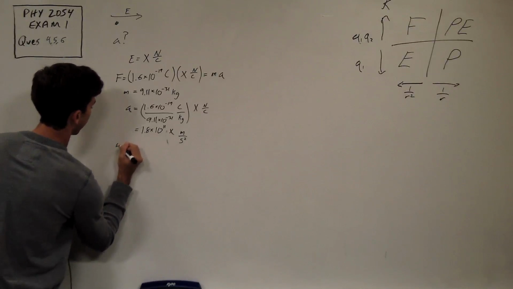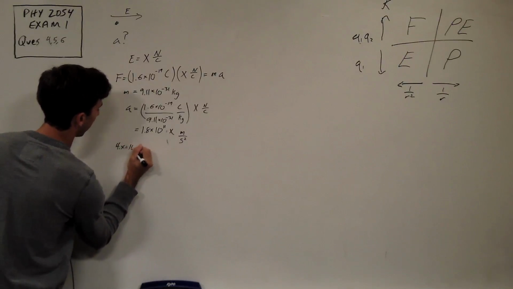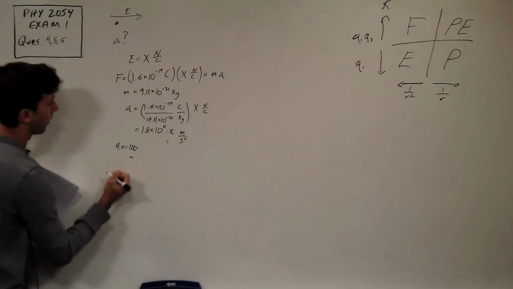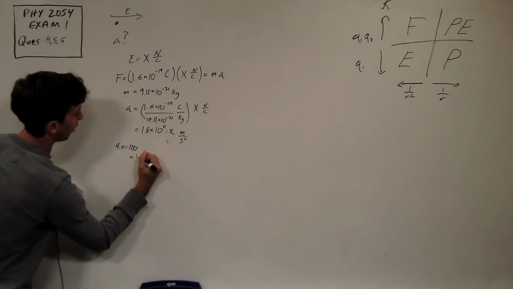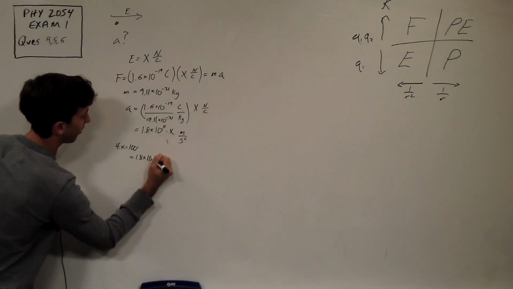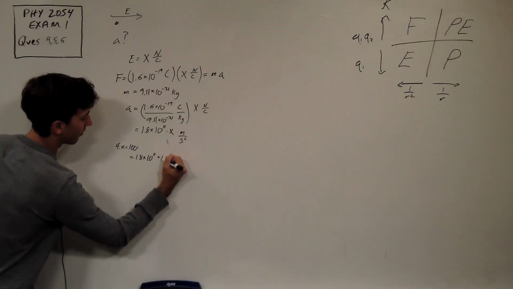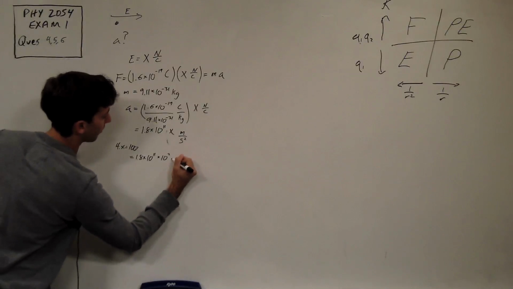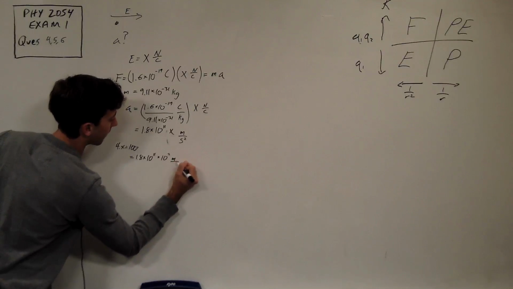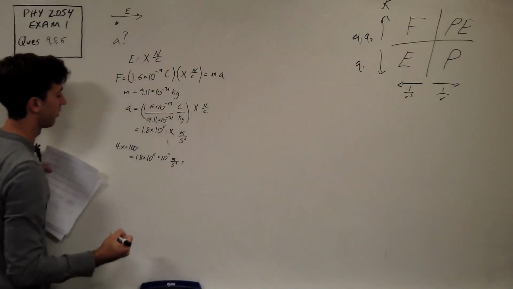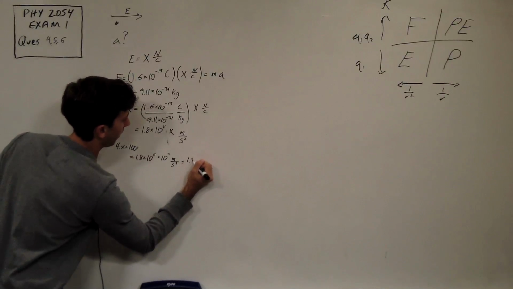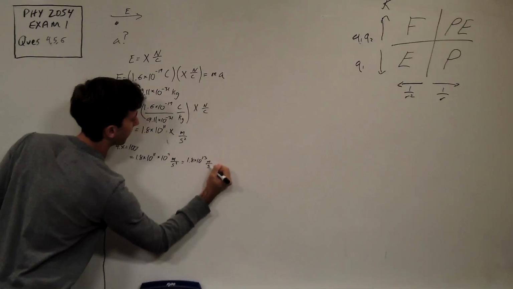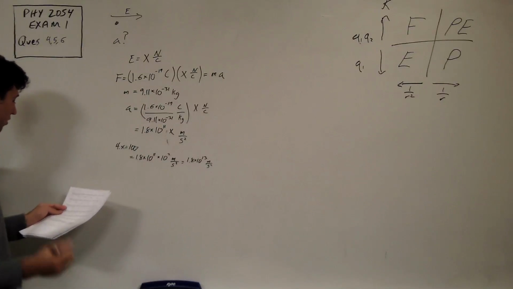Problem 4. X equals 100. Therefore, the acceleration equals 1.8 times 10 to the 11th times 10 to the second meters per second squared, which is equal to 1.8 times 10 to the 13th meters per second squared. Great.